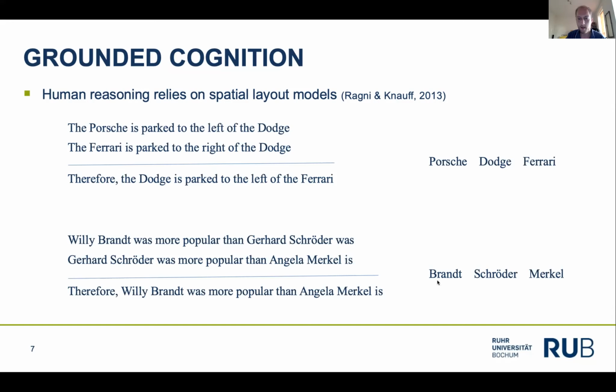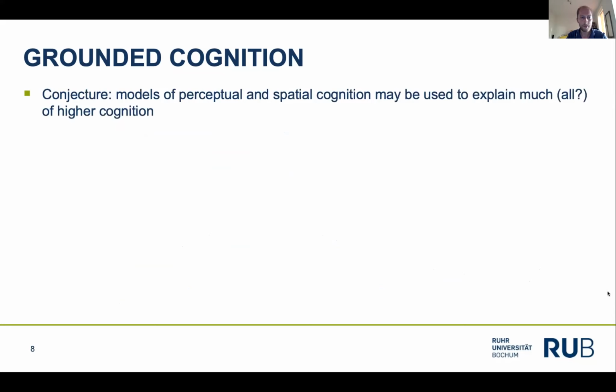since Brandt was more popular than Schröder, he's to the left of Schröder in this spatial layout model. And since Schröder was more popular than Angela Merkel, he's to the left of Merkel in that spatial layout model. And then again, people draw the conclusion that Willy Brandt was more popular than Angela Merkel is simply by reading off that Willy Brandt is to the left of Merkel in this spatial layout model. And such studies may lead to the conjecture that models of perceptual, motor, and spatial cognition may be used to explain much, if not all, of higher cognition.